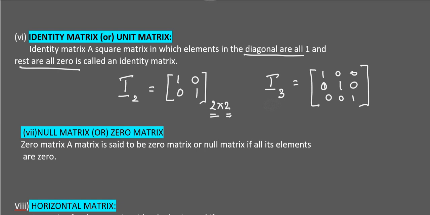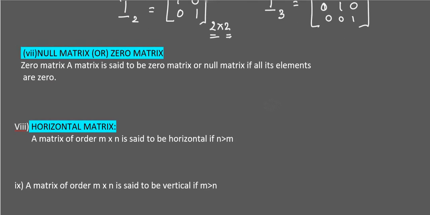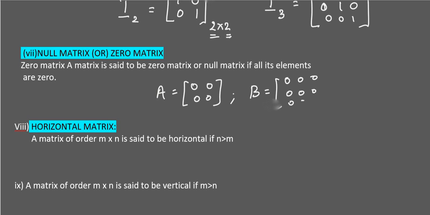Next, coming to the null matrix. Null matrix, all the elements of the given matrix are 0, either if it is of order 2 by 2 or 3 by 3, then we say the given matrix is a null matrix where the elements are all 0.